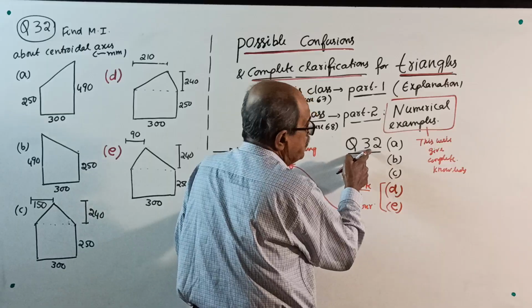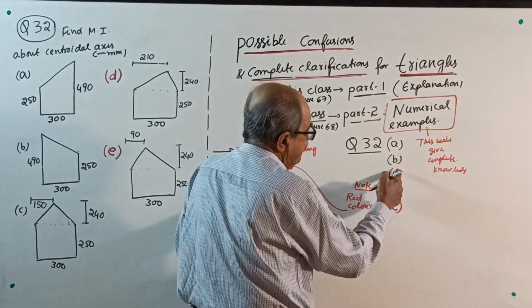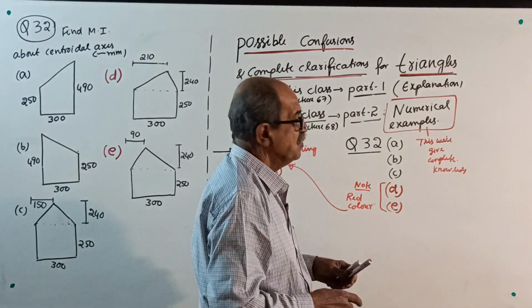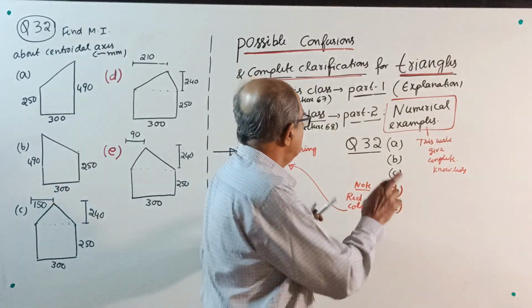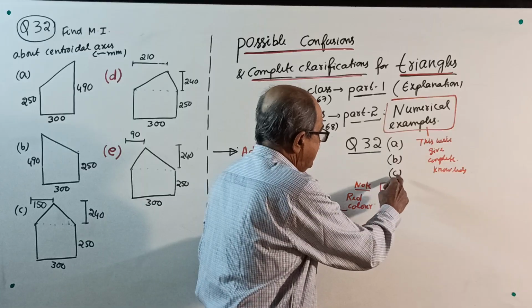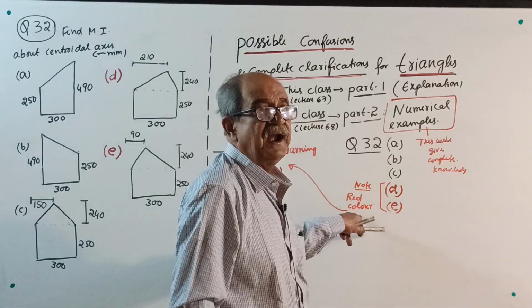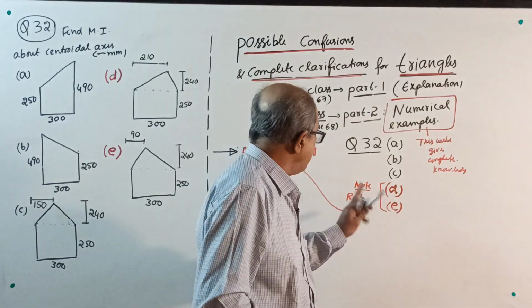Question number 32, A, B, C, D, E. Let me just check once. I think it is 32 most probably. 32, A, B, C, D, E. Note, D and E, I wrote in red color. Why red color? I will tell.